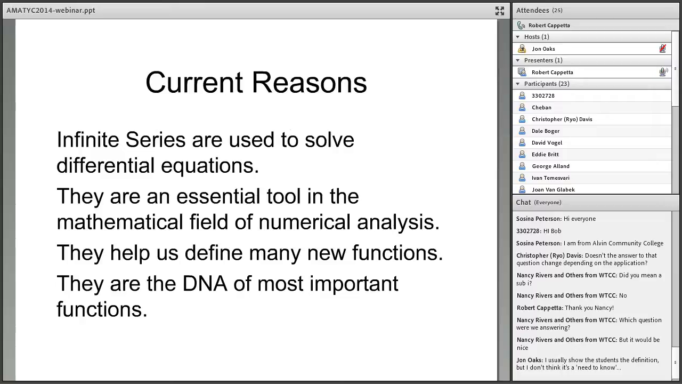Now, why do we use infinite series today? If you teach differential equations, you recognize that infinite series are crucial. They enable us to solve all kinds of differential equations that couldn't be solved by any other technique.